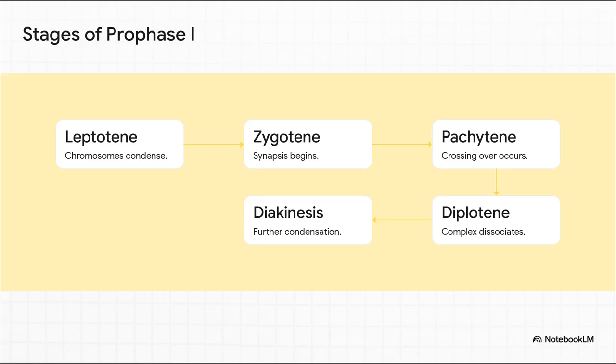Prophase I is honestly so action-packed that biologists divide it into 5 distinct substages: leptotene, zygotene, pachytene, diplotene, and diakinesis. Each one triggers a very specific sequence of events, so let's walk through them.